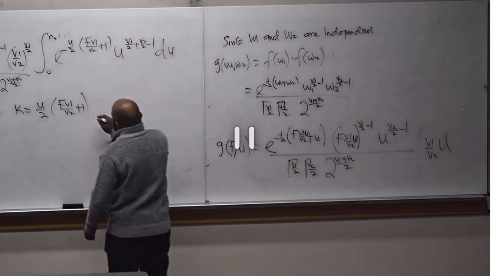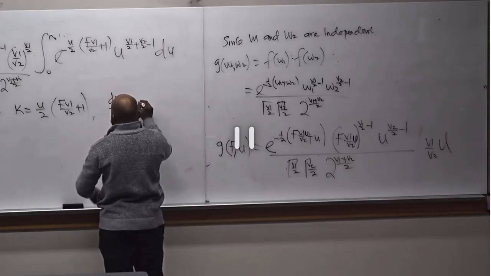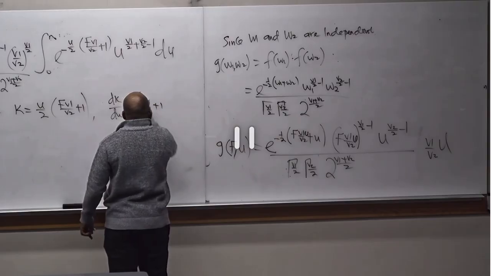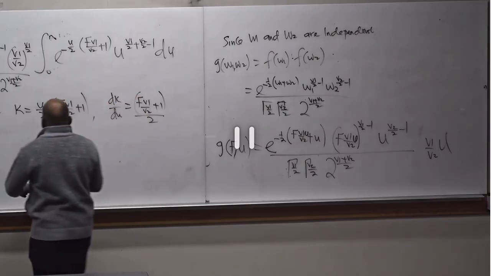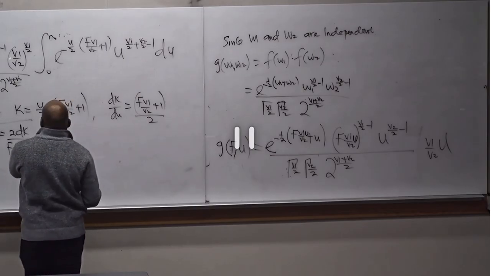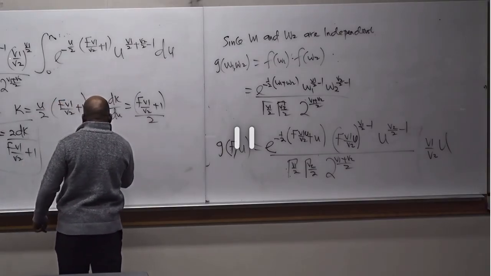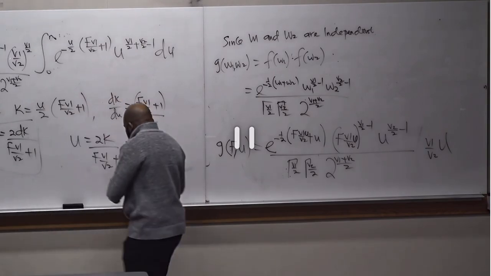If K equals that, what is dK? dK is (F V1 over V2 plus 1) divided by 2, dU. So what is dU? dU is going to be 2 dK divided by (F V1 over V2 plus 1). So what is my U equal to? My U equals 2K divided by (F V1 over V2 plus 1).